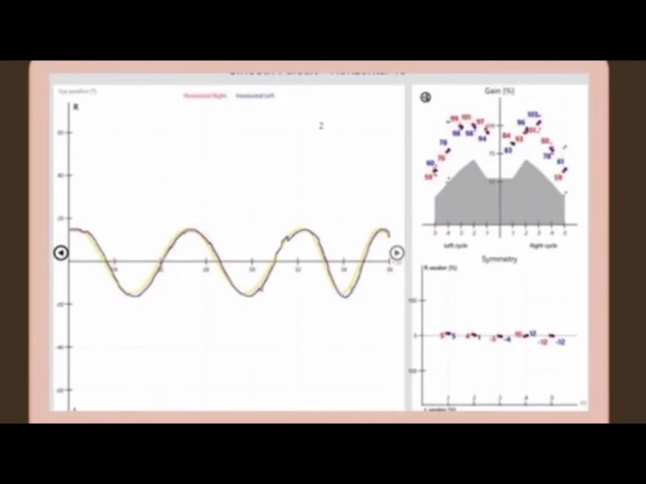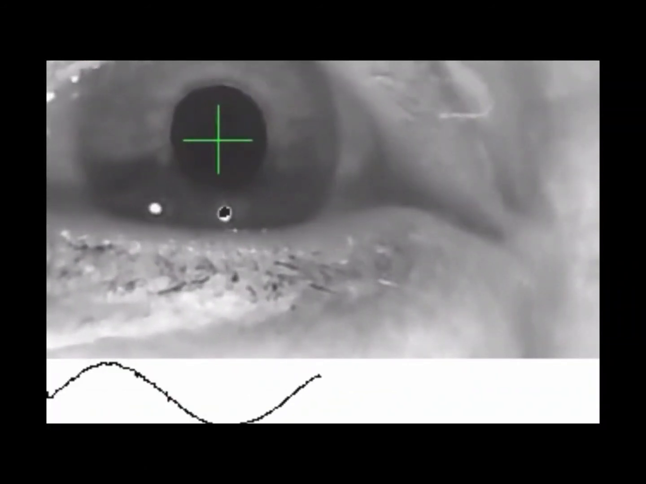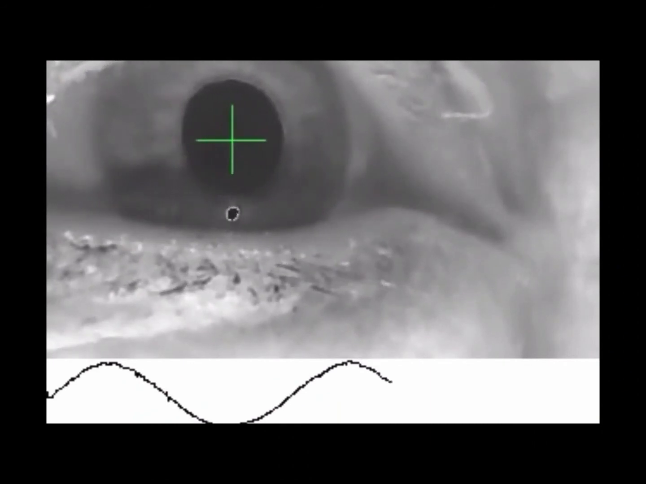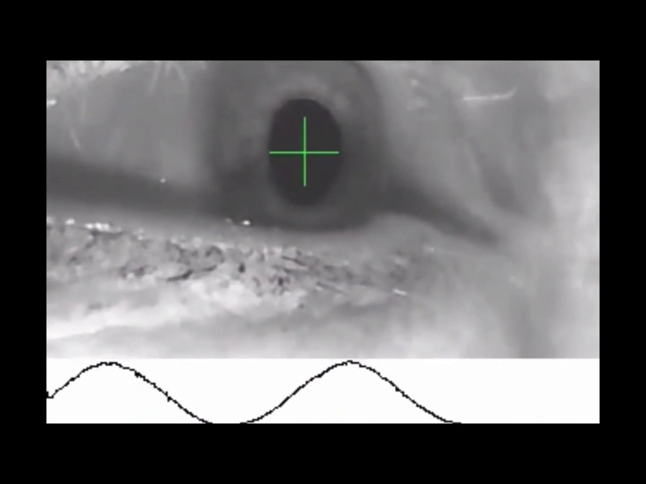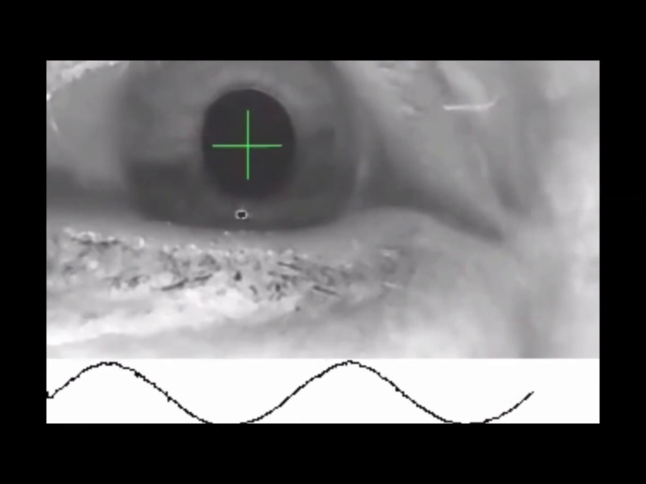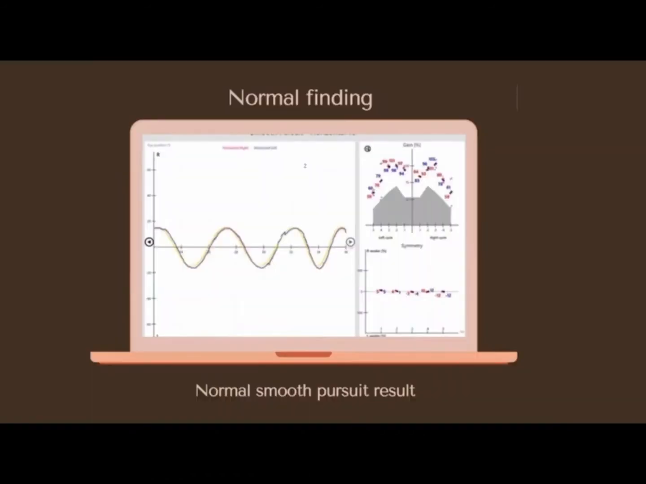The responses of each cycle of the pursuit are represented on the graph by red dots for the right eye and blue dots for the left eye. Responses that are within threshold limits will fall in the white region, and responses outside the threshold limits will fall in a gray shaded region.